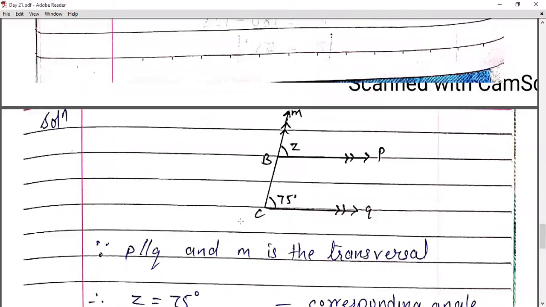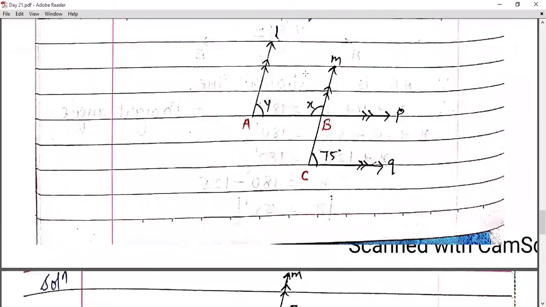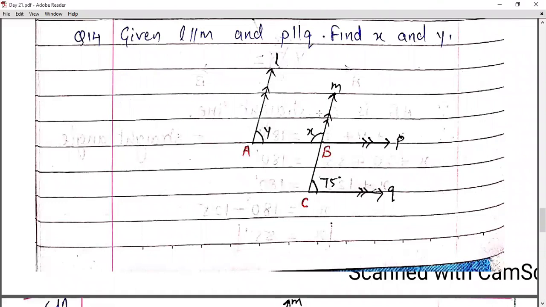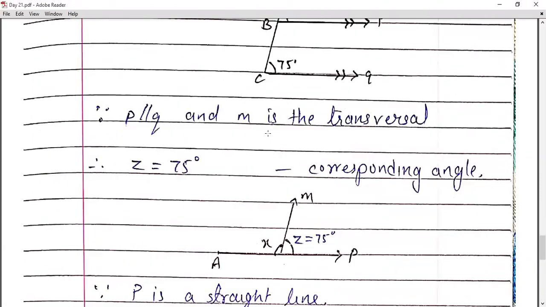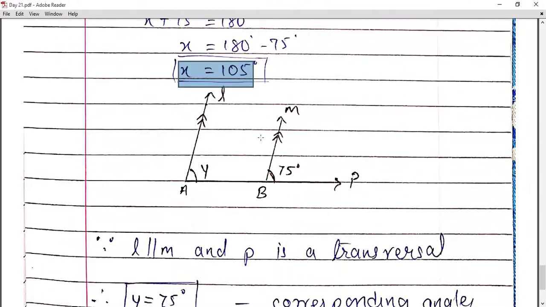Coming up to the main diagram again. Now you can see L is parallel to M. Take AB as the transversal. You can see X and Y, they will be co-interior angles. Let us see the simplified figure. L is parallel to M. Taking AB or P as the transversal. Here directly we can substitute angle Y as 75 degree, as they both are corresponding angles.